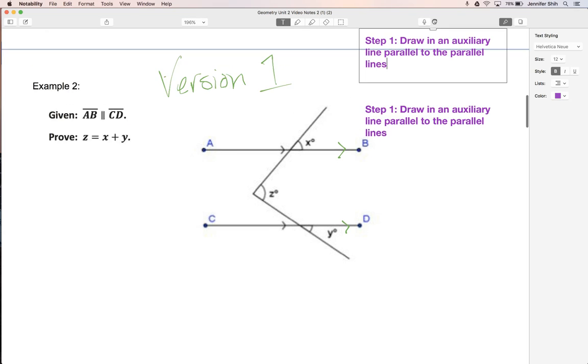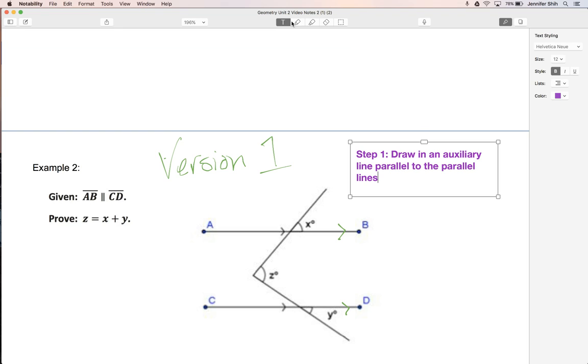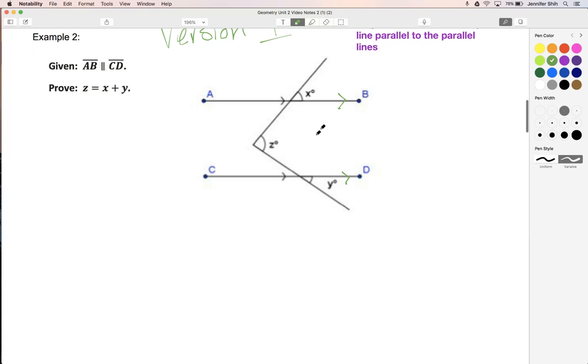Let's draw in a color. Okay, green, why not? Here we go. So it's a big green line. Going to draw in a line. It is also parallel to A and B. You know why it's parallel? Because I drew this arrow in on my auxiliary line and it's parallel with these other ones.